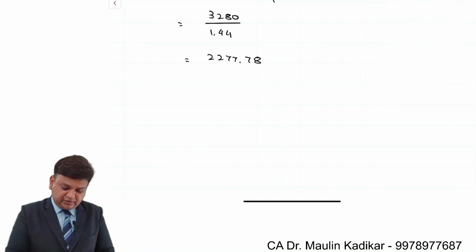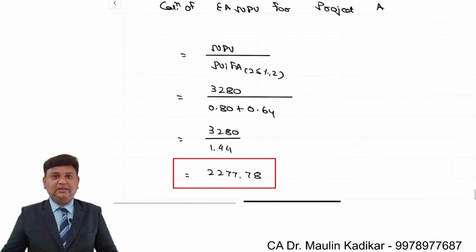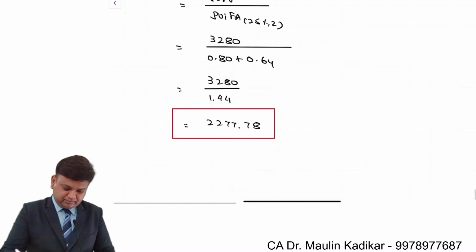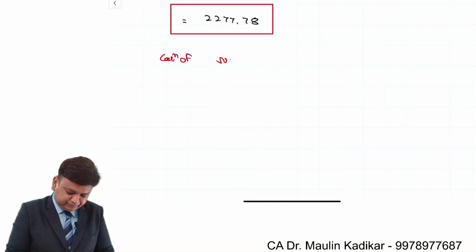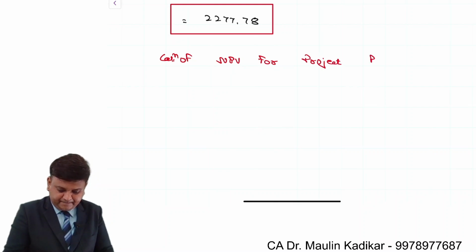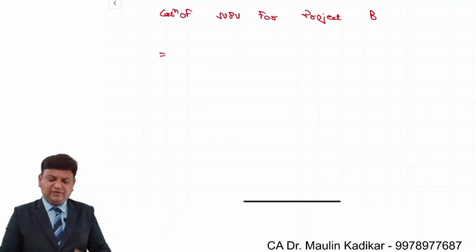This is the amount of equalized annual NPV for project A. Next, calculation of NPV for project B. I am showing you a slightly different presentation.